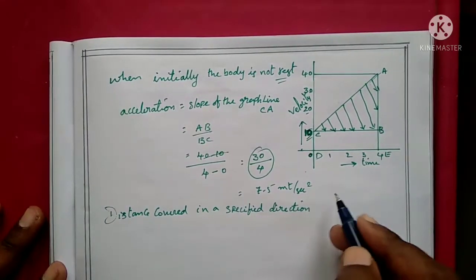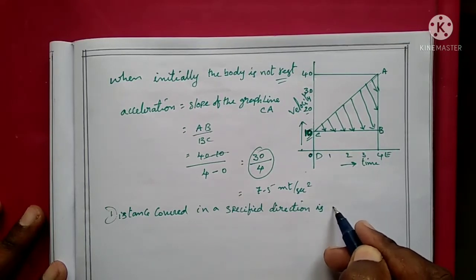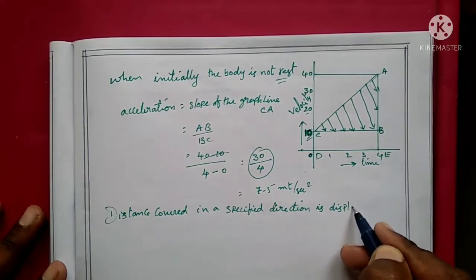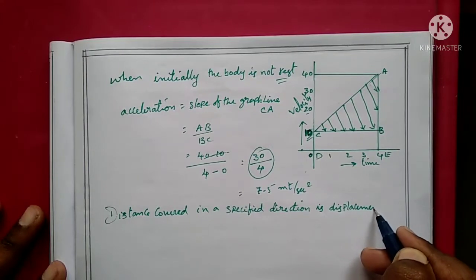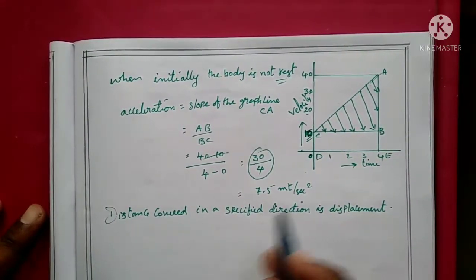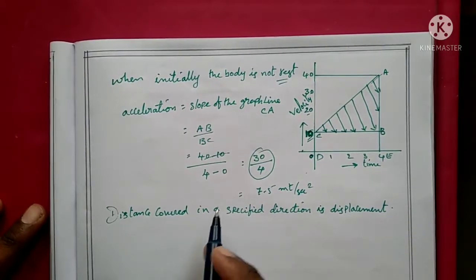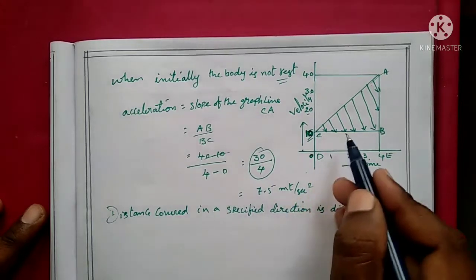Distance covered in a specified direction is displacement. Okay. But having that is like a trapezium, the area of a trapezium.